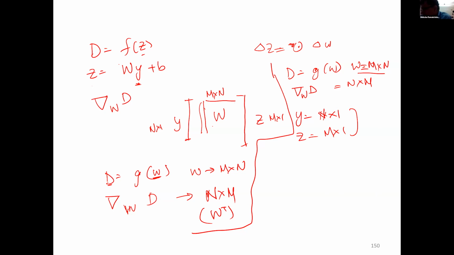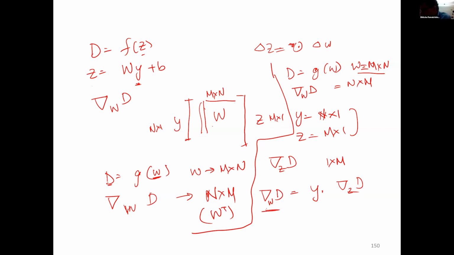Okay, so now what is the size of the derivative of d with respect to z? D is a scalar, so it's 1 cross m, correct? So it turns out that the derivative of d with respect to w is going to be y times the derivative of d with respect to z. Can you check that the sizes match?